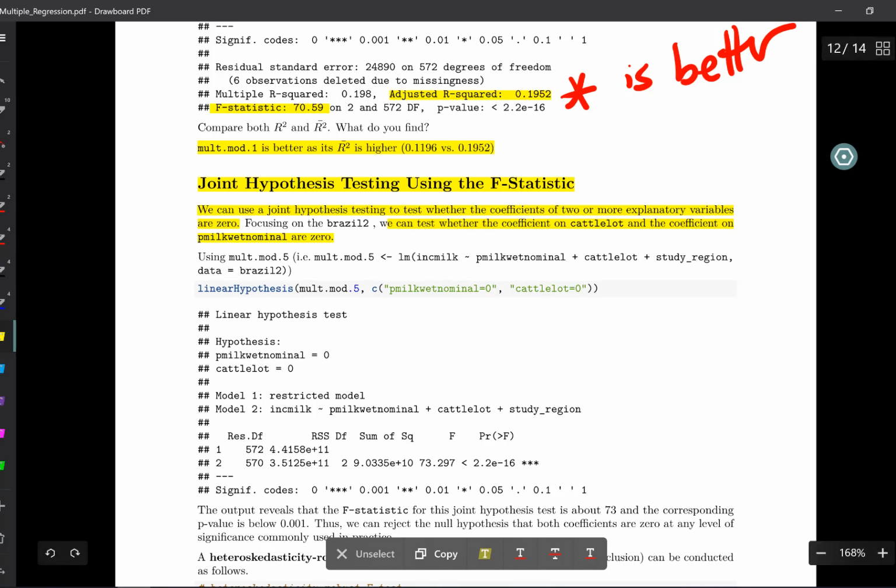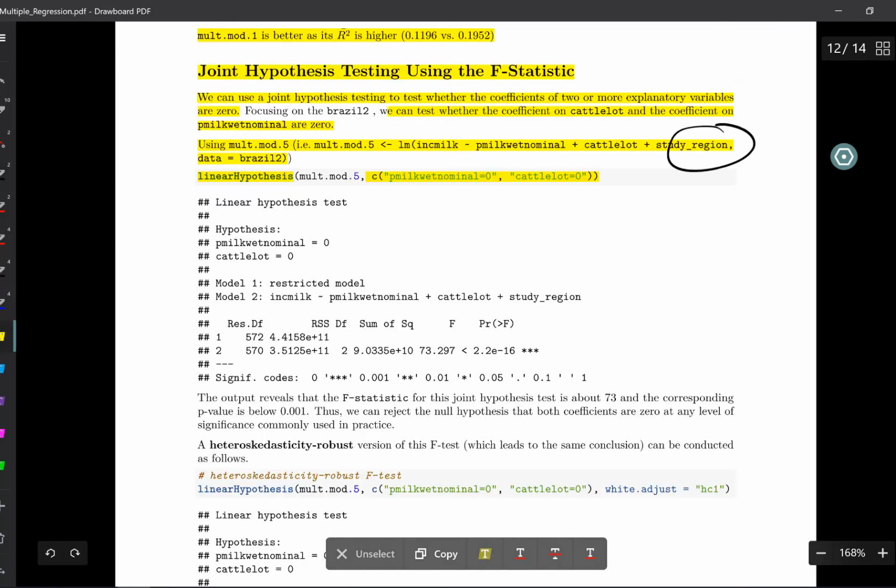Just as a reminder, this is the model we're using, and we can simply use the linear hypothesis function. We pass the name of the model, and then we say what we're testing to be equal to zero. Notice that we still kept the study region as one of the x's. The output from that test reveals that the F statistic for this joint hypothesis test is about 73, and the corresponding p-value is below 0.001.